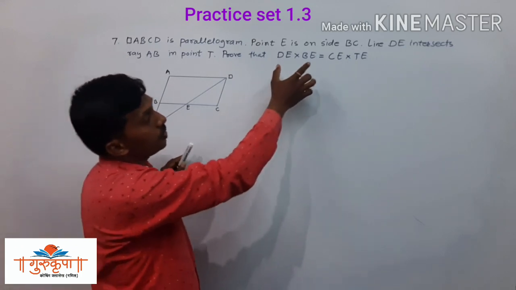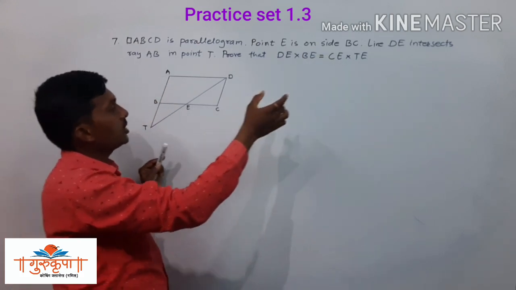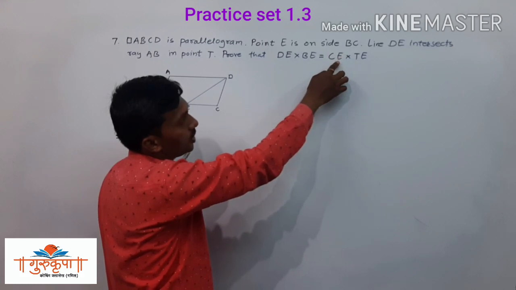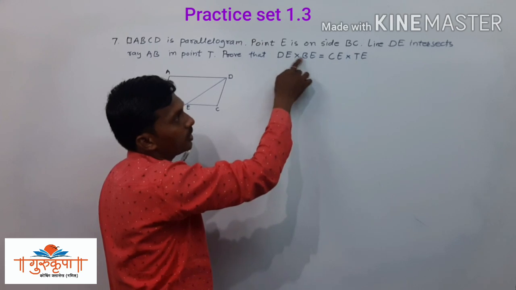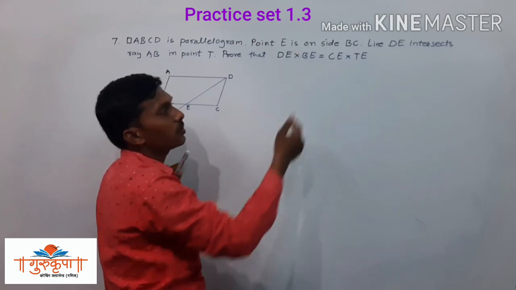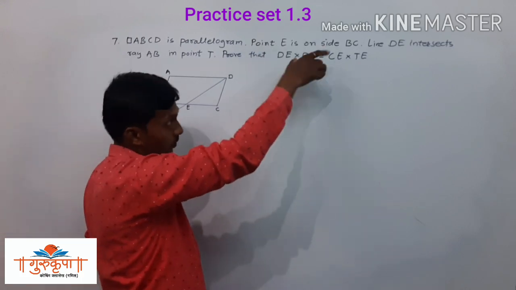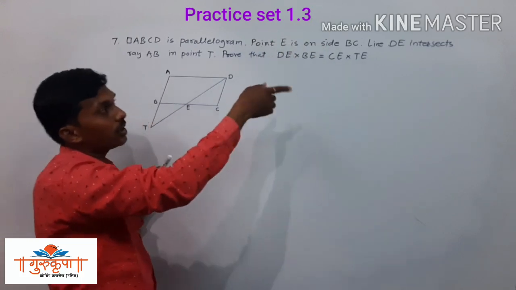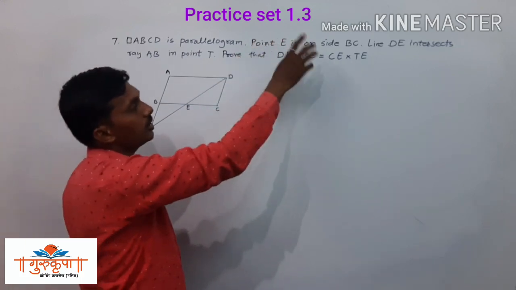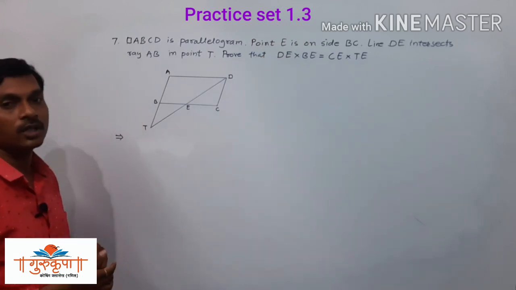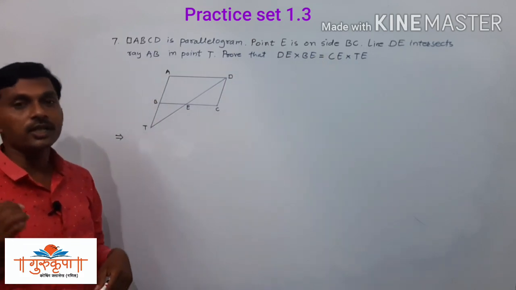Actually we have two ratios equal here. Suppose we transfer any one side, CE or TE, to the left side, and from DE and BE one segment will transfer to the right side, we will get two ratios. And after getting two ratios equal, we have to take the cross product and we will prove this DE into BE is equal to CE into TE. All these are the sides of the triangle, so we can easily get the triangles.